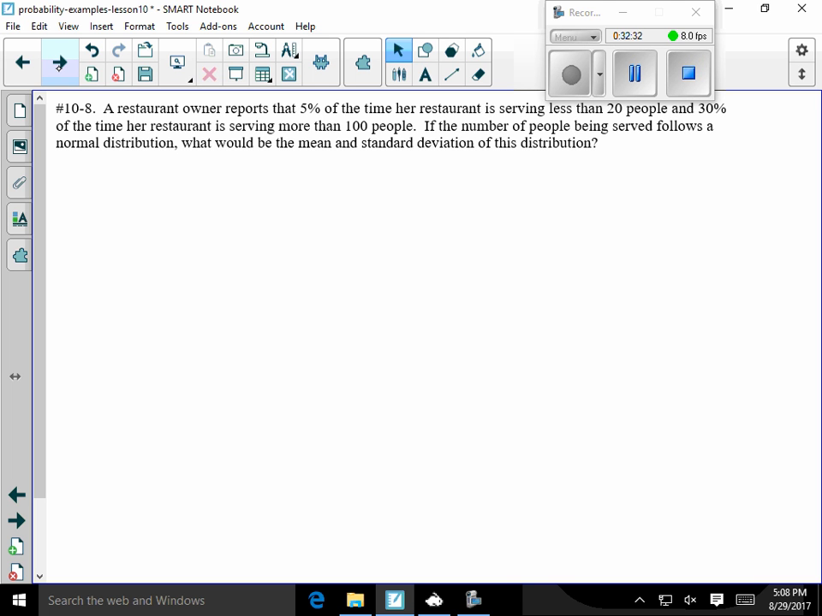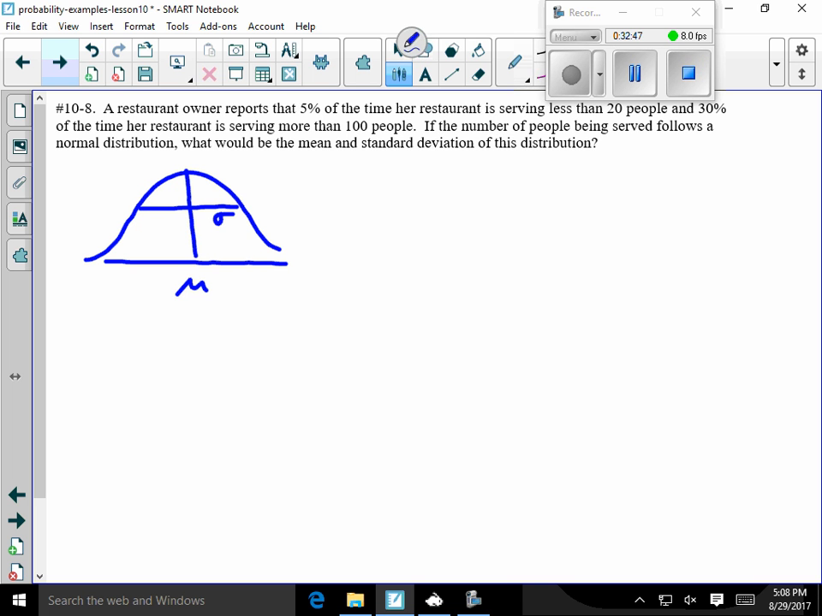Okay, to solve this one, we're going to do something very much like what we just did on the previous example. We're going to use standardized versions of the values as well. I'd like to picture it like this. In the actual data, there is some mean and there is some standard deviation, but I don't know either of those things at this point, right? I do know, though, that 5% of the time we're serving less than 20 people. So this area being 5%, we have less than 20 people being served, okay?